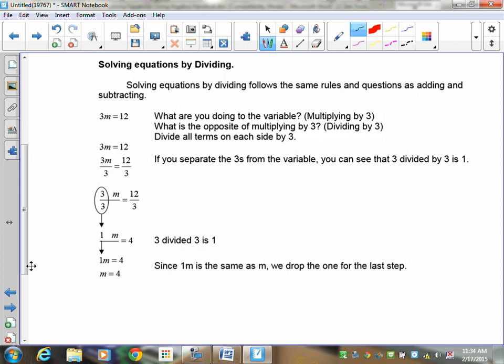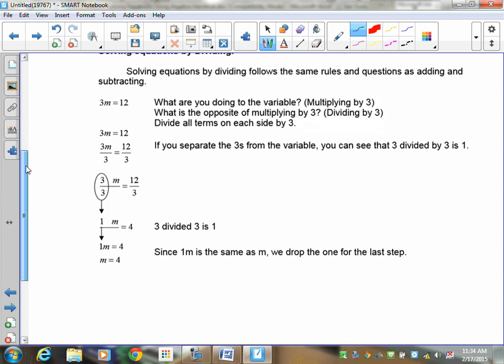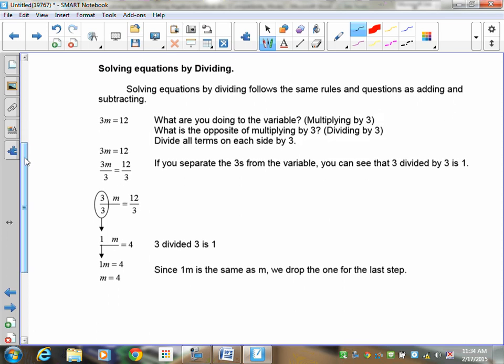So let's take a look at this. The three questions that we have to ask ourselves don't change. Remember I told you before that if you had 3 times m, we would slide them together to be 3m, and that meant multiplying. So when I say 3m, what's happening to your variable? You're multiplying by 3. When you want to undo multiplying, what's the opposite? That's dividing. So divide by 3, and of course that means you divide by 3 on both sides.